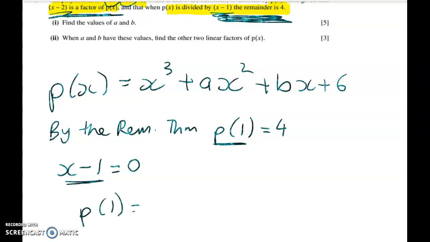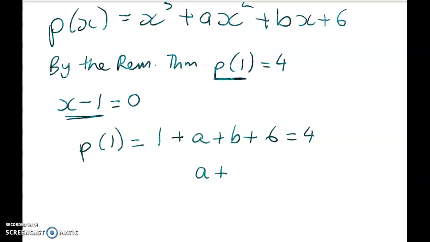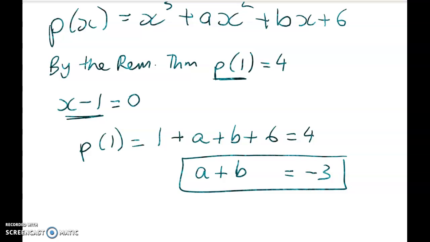So p(1) is equal to 1 cubed, 1, plus a plus b plus 6, and that equals 4. And that gives me an equation in a and b. So a plus b is equal to -3. So that's kind of fact 1.